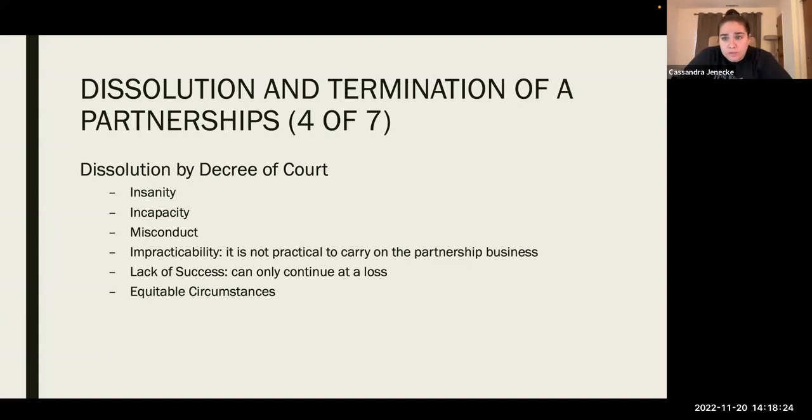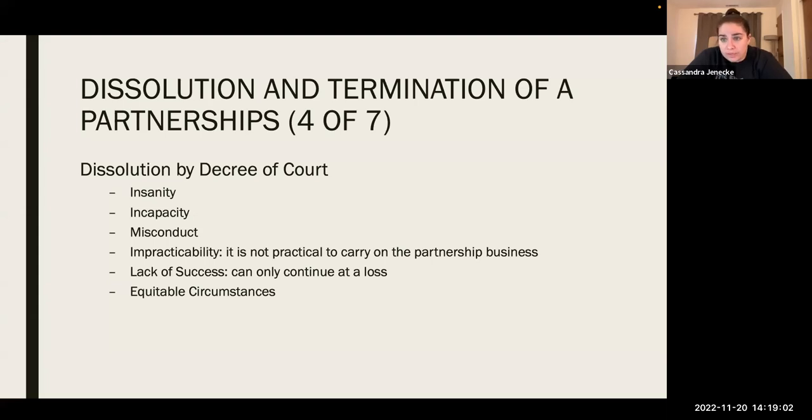The court may also get involved in a dissolution, and that can look like a bunch of different things. If one of the partners goes insane or becomes incapacitated, the court can order a dissolution of the partnership. If there's misconduct or it becomes impractical, those are some other reasons why a court may decree that it is dissolved. Lack of success. If a partnership is engaging in conduct that literally can only continue at a loss, it's no longer a partnership, right? Because a partnership is a set of people getting together to operate a business for profit. If you can't operate for profit, you're done.